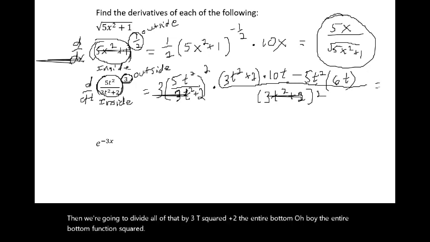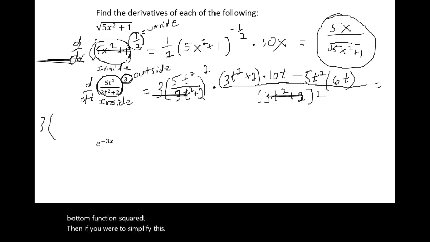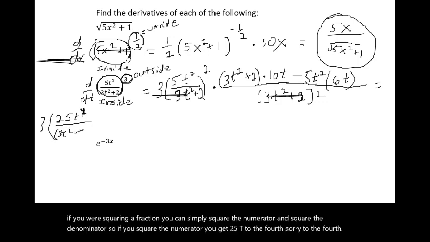Then if you were to simplify this, remember, if you are squaring a fraction, you can simply square the numerator and square the denominator. So if you square the numerator, you get 25t to the fourth, all over parentheses 3t squared plus 2 squared.